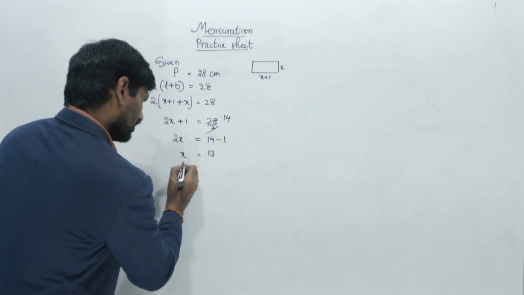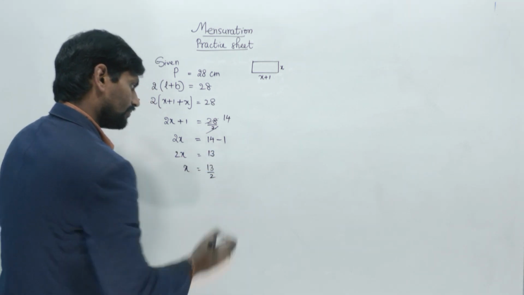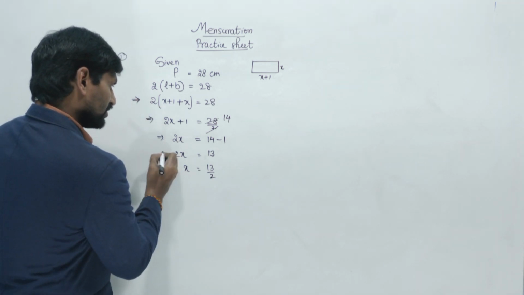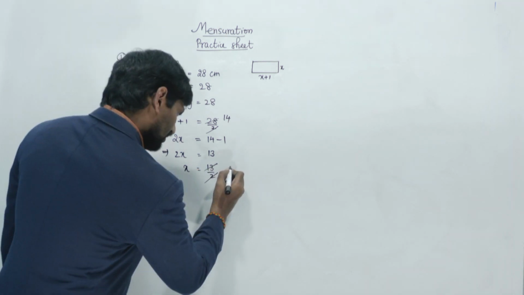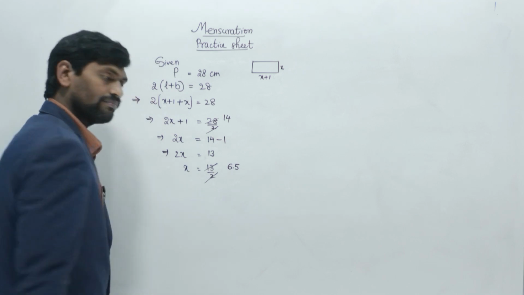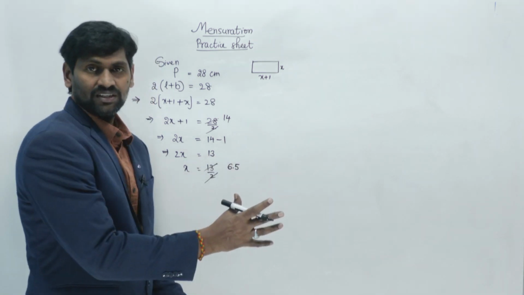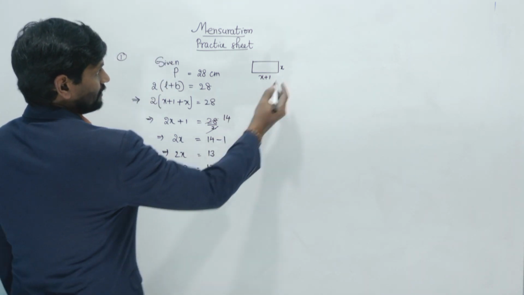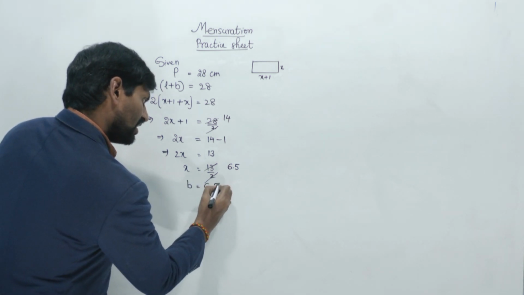2x is equal to 13, and x is equal to 13 by 2. 13 by 2 is not exactly coming, that means the 2 table won't give 13, but when you take decimal values, it will come 6.5. Let us try to do the division and find the answer. I got 6.5. X means what? X means breadth. So the breadth value is 6.5 centimeters.